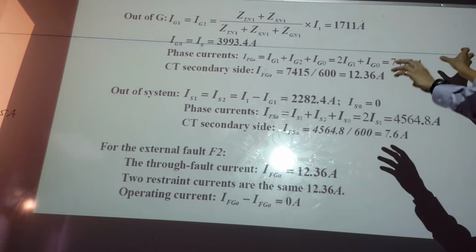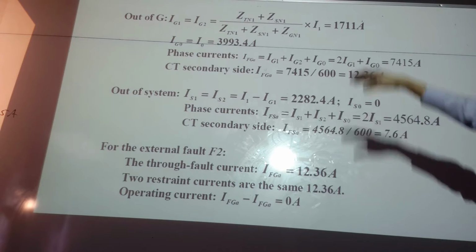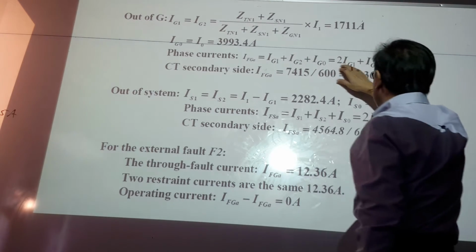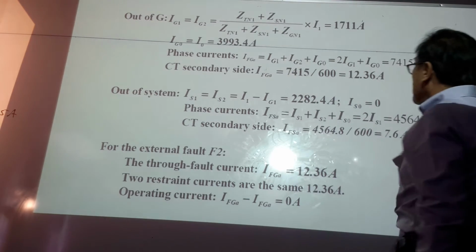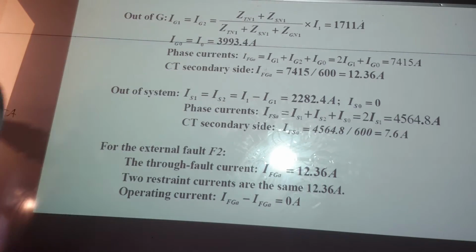Yeah, because this component is the sequence current, and then you have the A matrix. Then you compute phase A, right? I hope you still remember. So that's why it's 1 1 1. Yeah. So it's 2 times because these two are the same. So you get 741415.